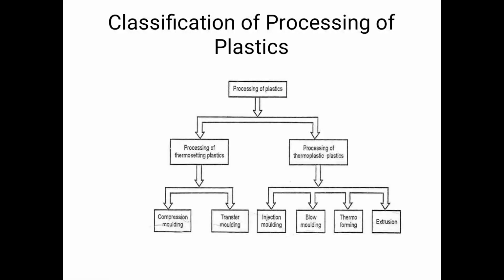So we will see them one by one. First of all, we should study the thermosetting plastic. Thermosetting plastic includes compression molding and transfer molding. These are the two different processes coming under thermosetting plastic. But thermoplastic processing has four processes: injection molding, blow molding, thermoforming, and extrusion.